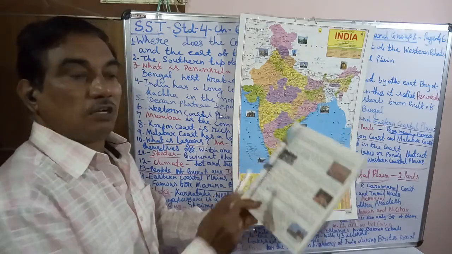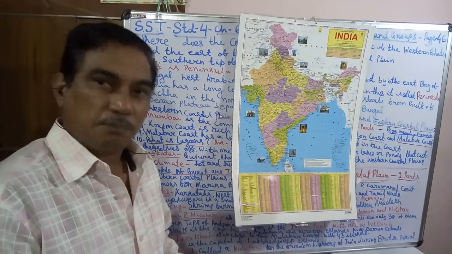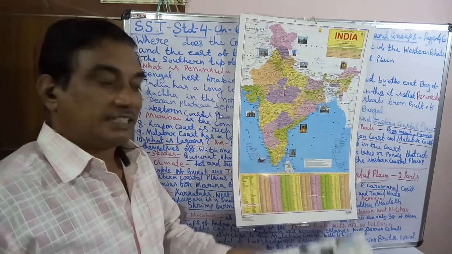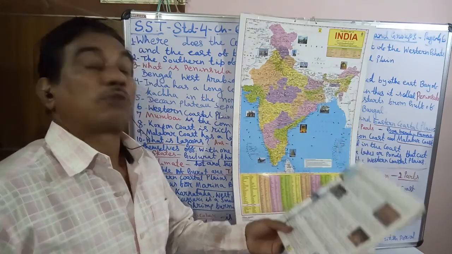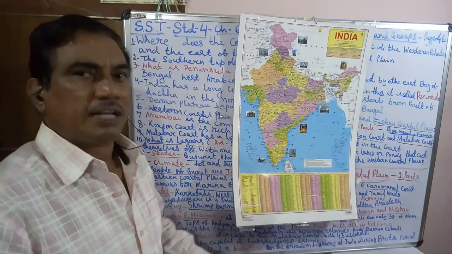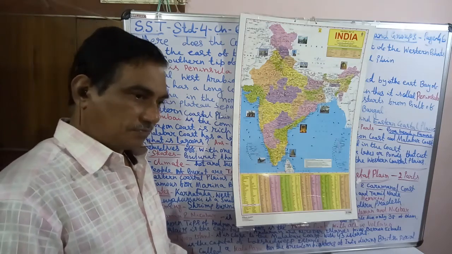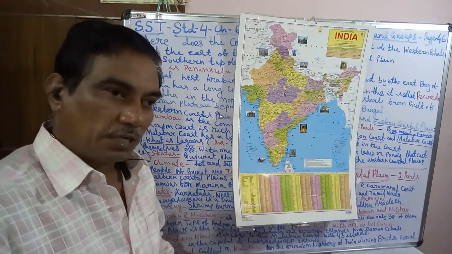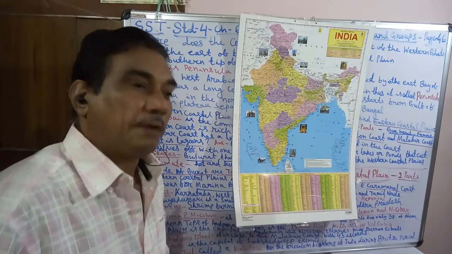It is the main occupation of Andhra Pradesh. Andhra Pradesh is famous for shrimp farming. Shrimp means aquaculture, water farming. That is fish, prawn, crab. Okay. So the eastern coastal plain is famous for shrimp farming.